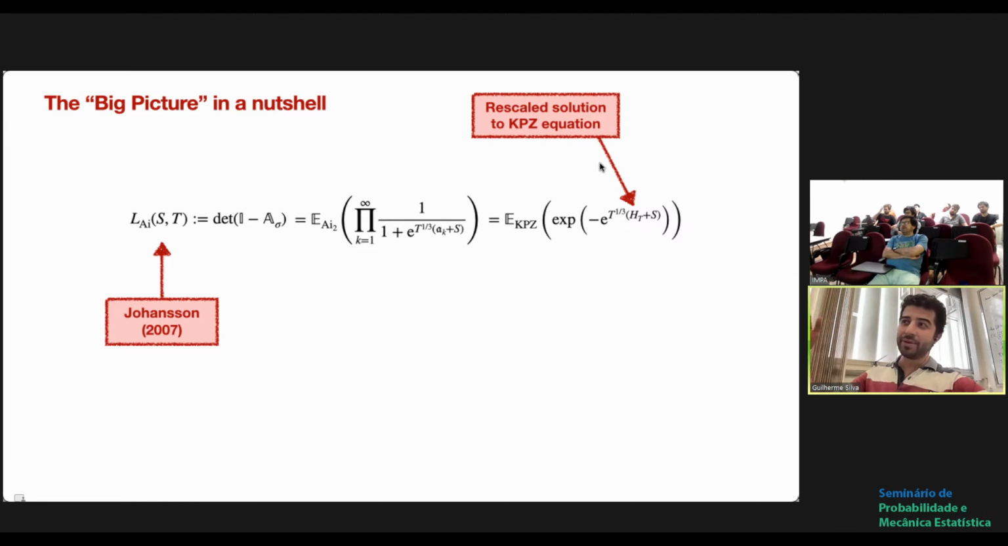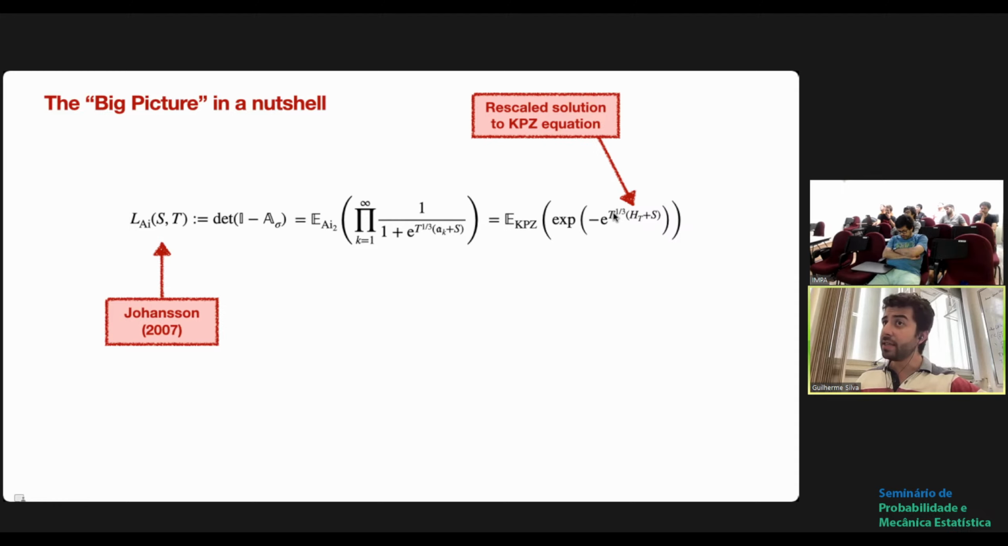You take the solution to the KPZ equation, which is a stochastic equation, and you rescale it appropriately. You scale it and look at the origin, which you can do without loss of generality. After this scaling, you introduce a certain parameter S, which you should view more or less as a spectral parameter, or a Laplace transform parameter, of your solution to the KPZ equation. Then you take the expectation with respect to the KPZ equation itself.